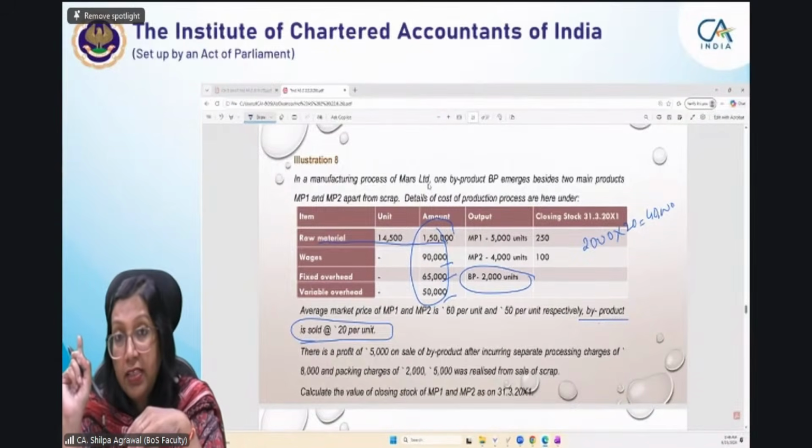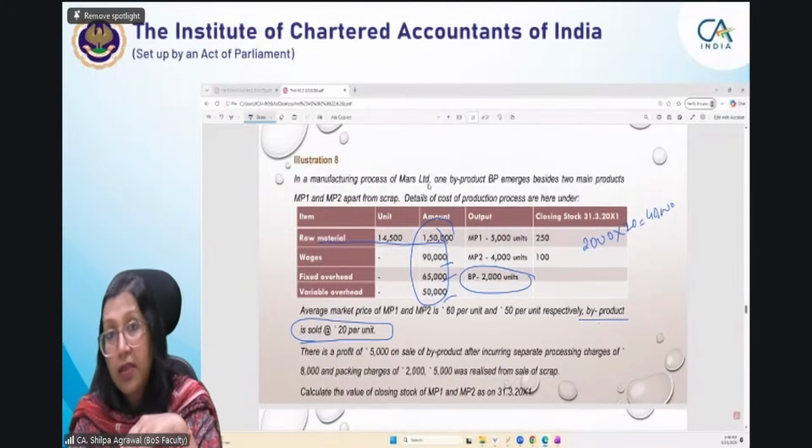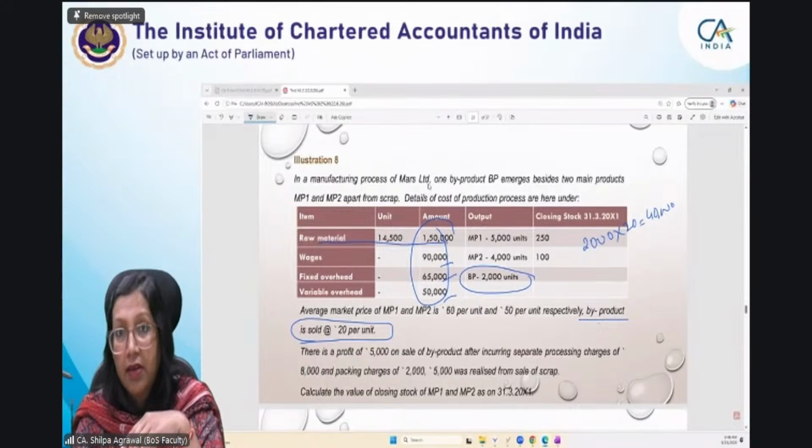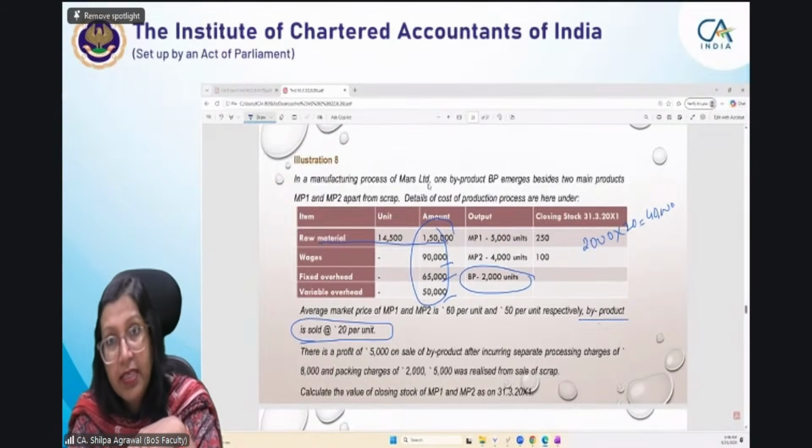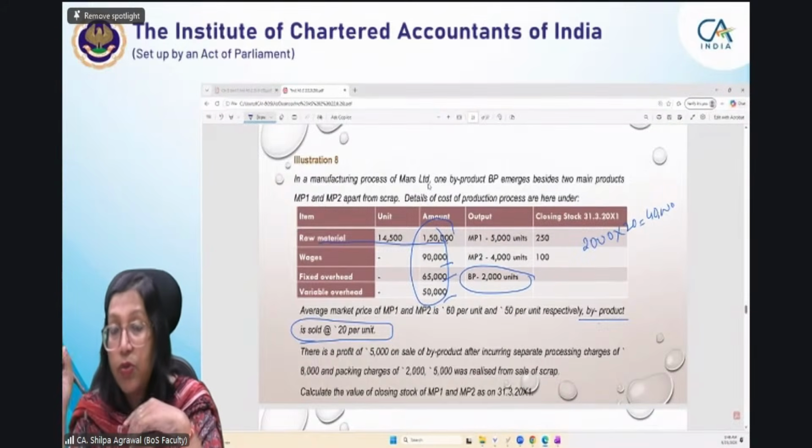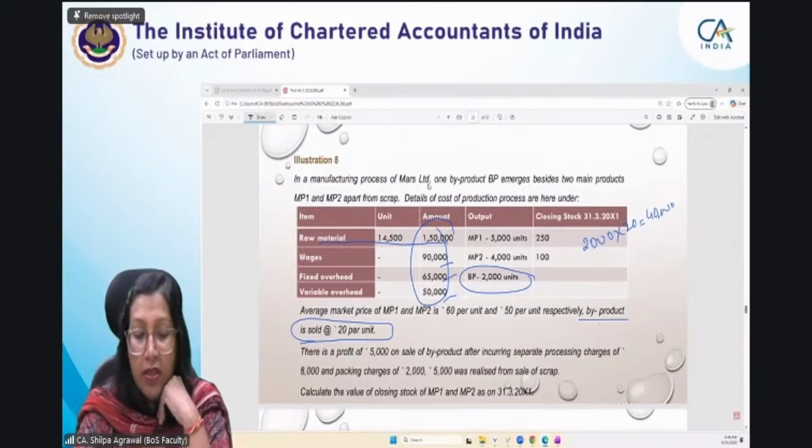एनआरवी की डेफिनेशन हमने पढ़ी थी. एस्टिमेटेड सेलिंग प्राइस लेस एस्टिमेटेड selling expenses or estimated cost of completion. Both the things are deducted to arrive at NRV. So there's a profit of 5,000 on sale of byproduct, that is different thing.